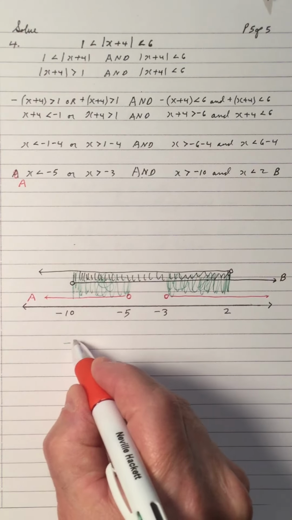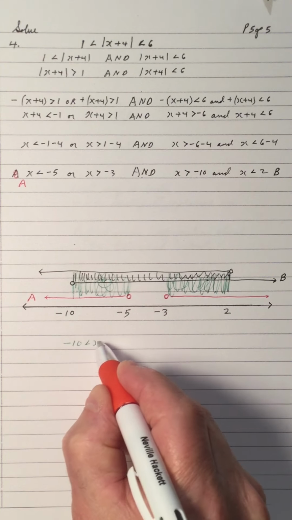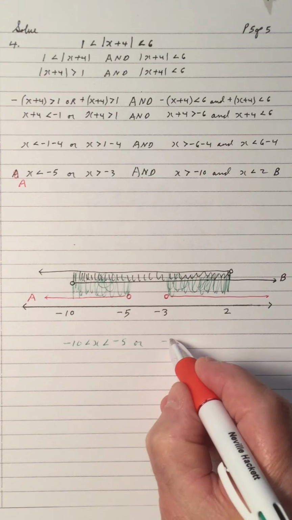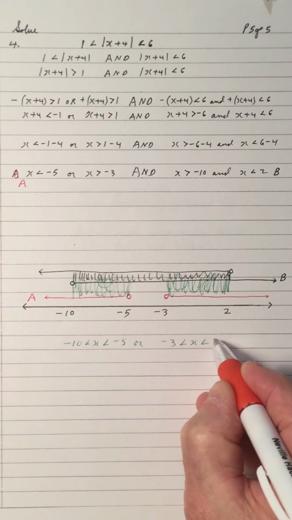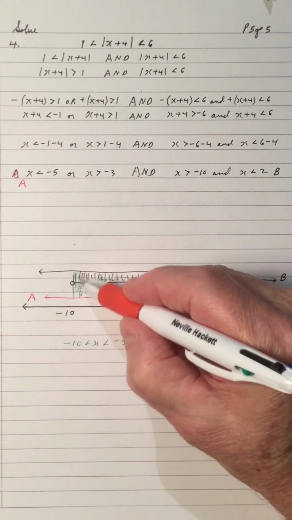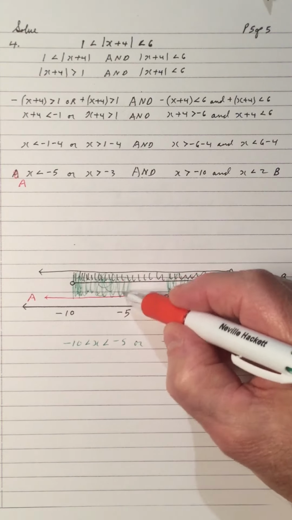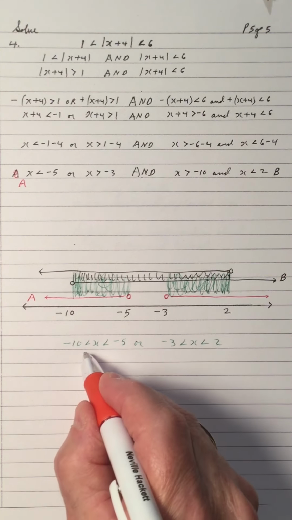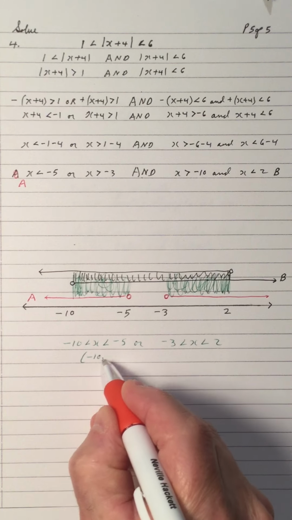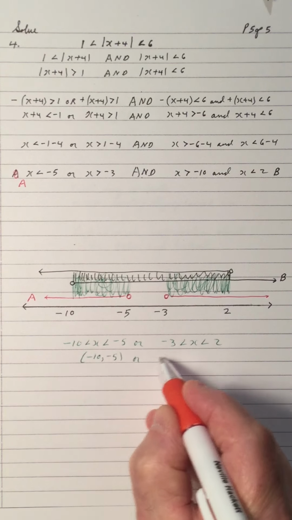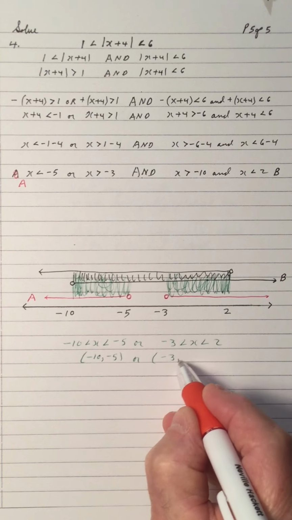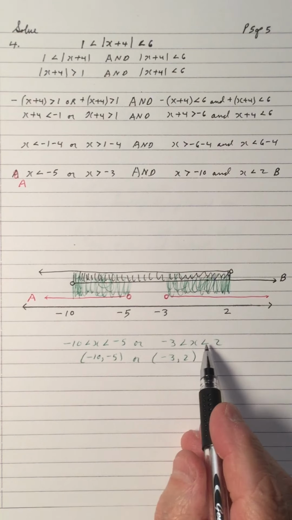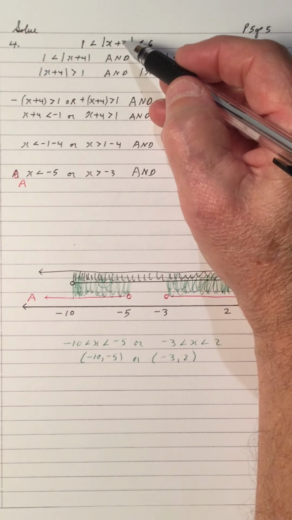So we have negative 10 less than x less than negative 5, or we have negative 3 less than x less than 2. So these are between all of them. I'm doing this as an intersection like this. So these are the answers, and if you want, open bracket negative 10 comma negative 5 open bracket, or open bracket negative 3 comma 2 open bracket. That's the values of x that'll make this inequality true.